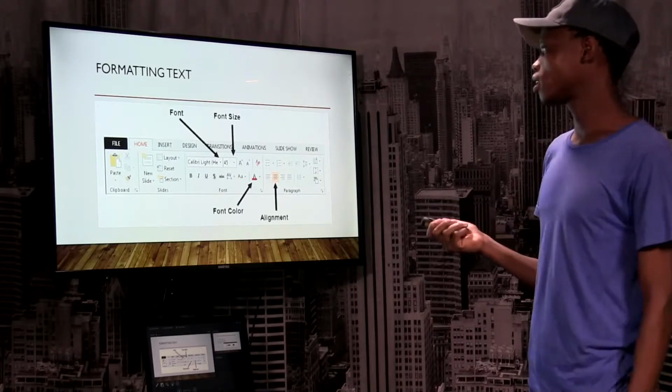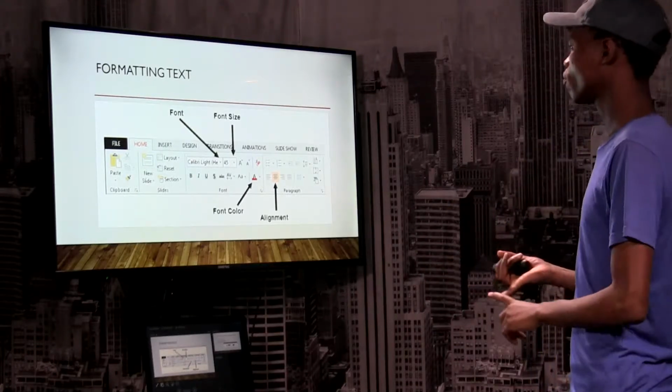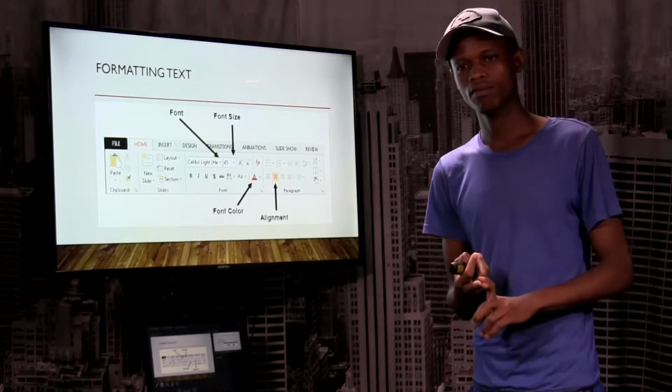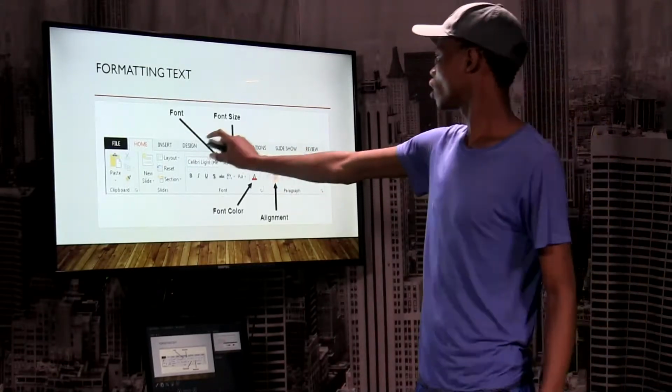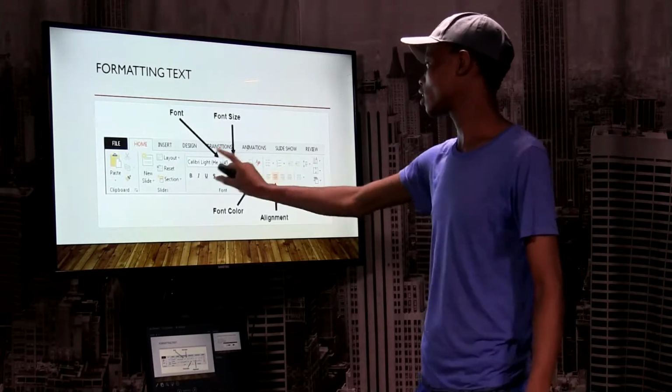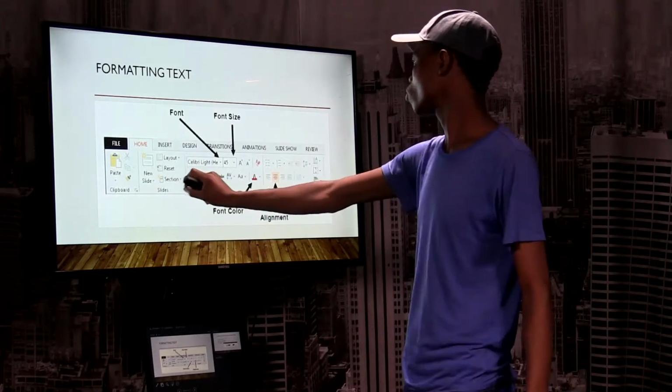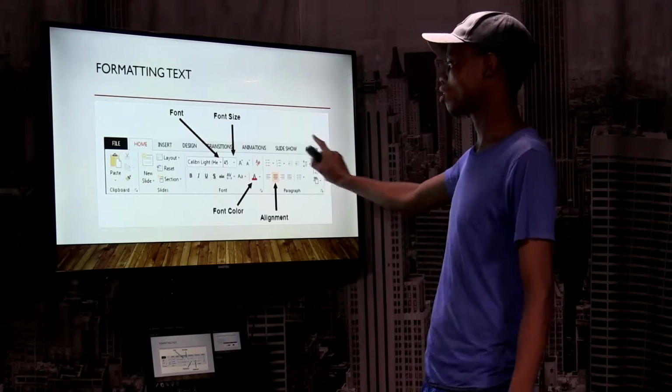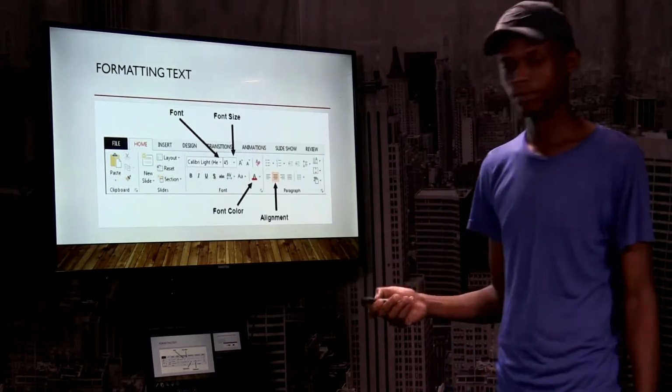And then there's formatting. Now formatting, we know it deals with font size and alignment. There's a tab here where you can do all that. So this is the font tab, and this one is to add a new slide, and that one is where you deal with your alignments.